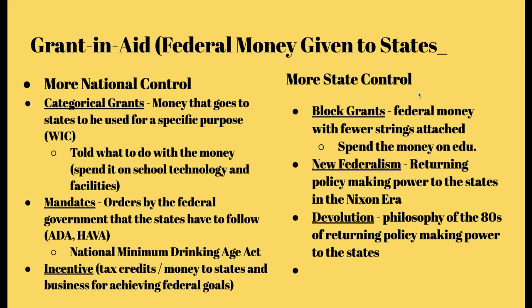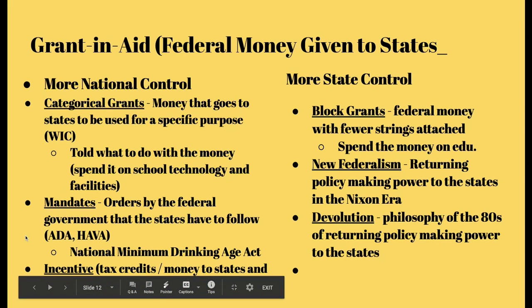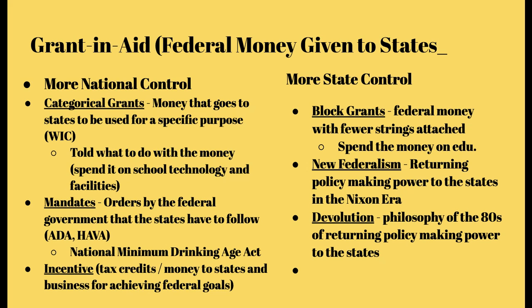Whereas if you go over to the block grants, something that would give the states more control, there are fewer strings attached. You might just tell the states to spend that money on education. We have federal mandates, which give the national government more control. Those are directives by the national government. The Americans with Disabilities Act, Help America Vote Act, which required upgrading the voting technology, and the National Minimum Drinking Age Act. That was the one where Reagan said, raise your drinking age to 21 or we take away your highway funding. That also is things like incentives, things like tax credits to both states and businesses to achieve certain goals.